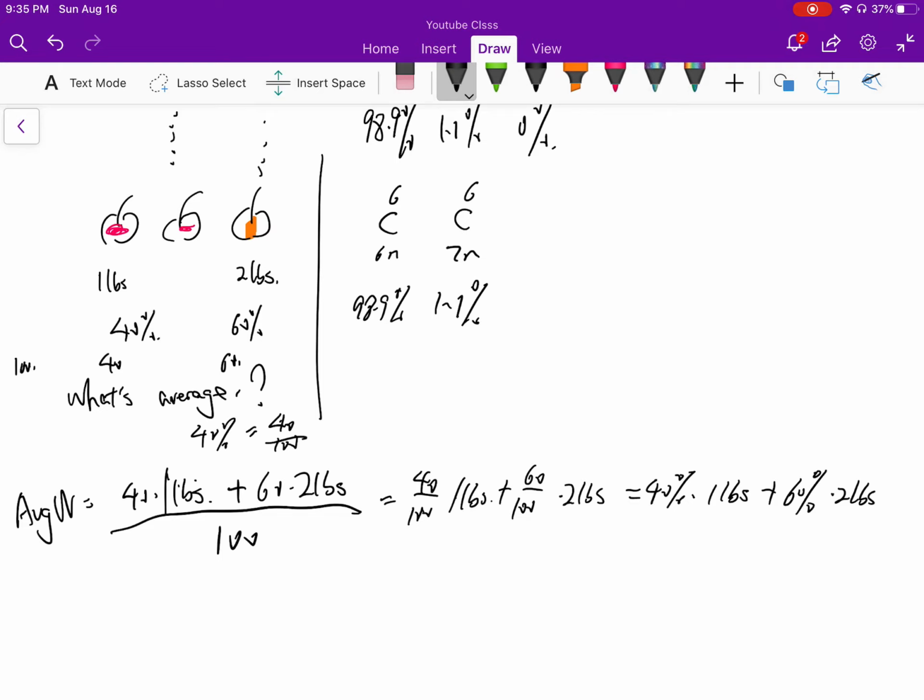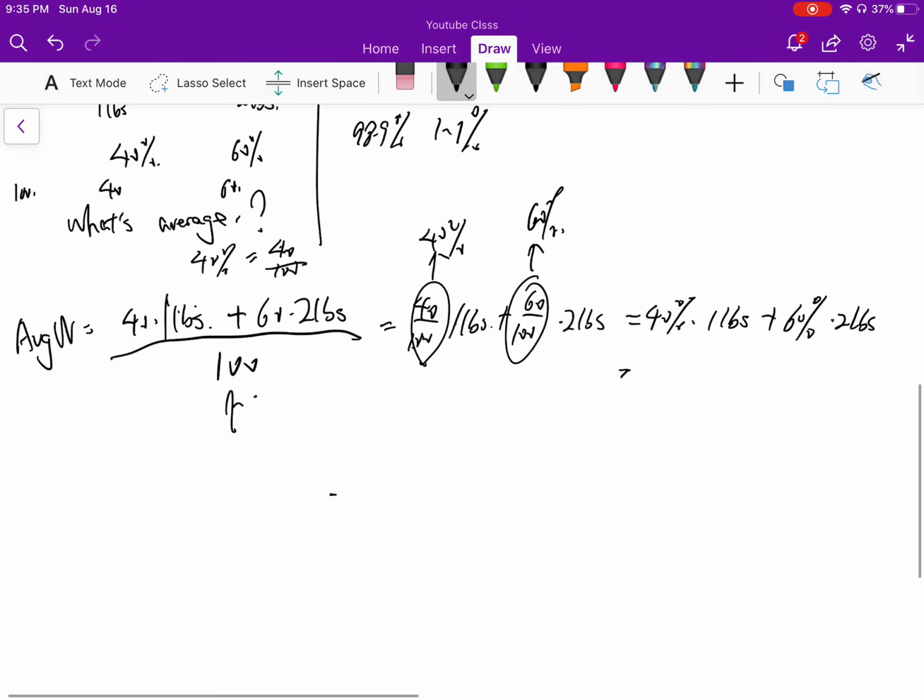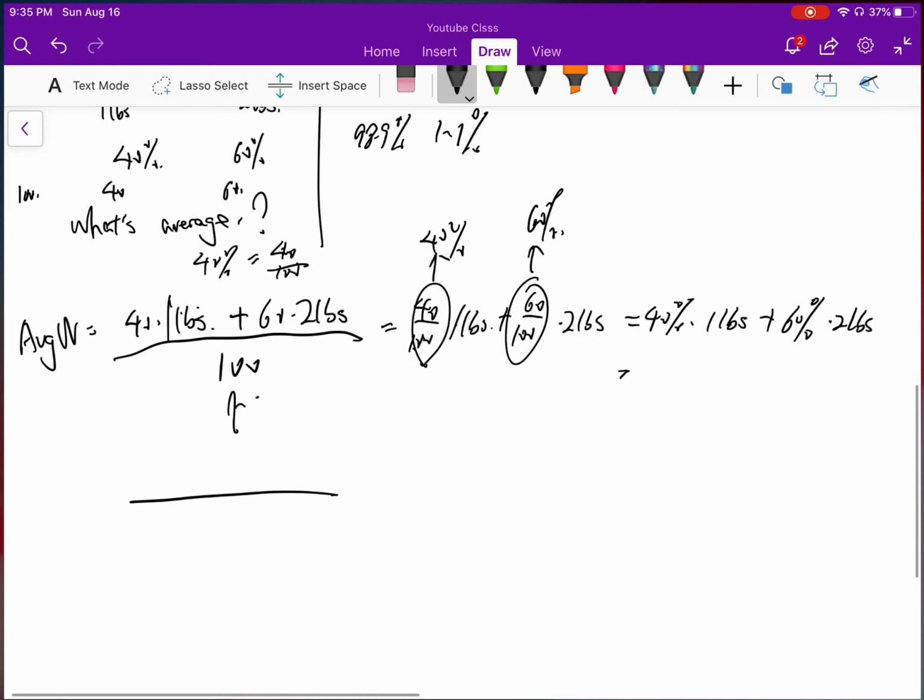See how I go from here. So 40 over 100 over here, this number is just 40%. And this number is just 60%. That's why you can directly bring it here. So if this doesn't make sense to you, you can always refer back to this equation here. So what does this value give you?